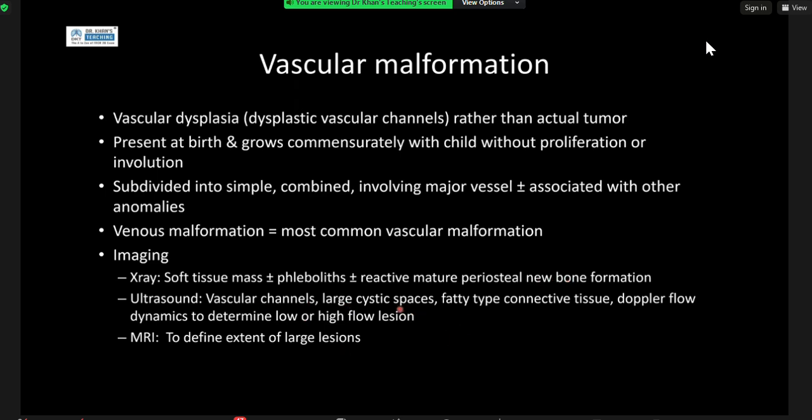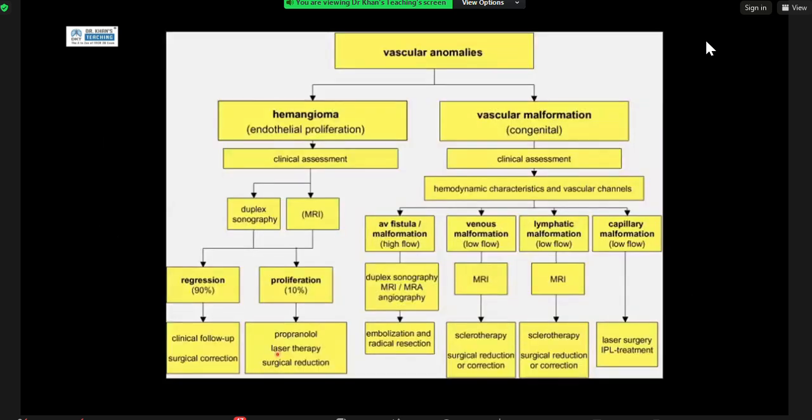Vascular channels, large cystic spaces. You can have fatty type connective tissue intervening, or cystic spaces. Often it's more low flow than high flow, and Doppler will help you to identify the flow or waveforms, and MRI if surgical intervention is considered. So this is the way I think about it.